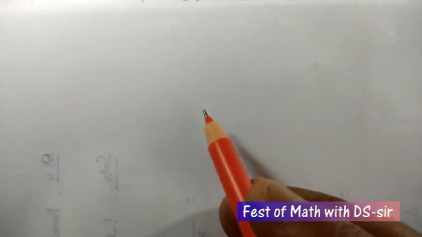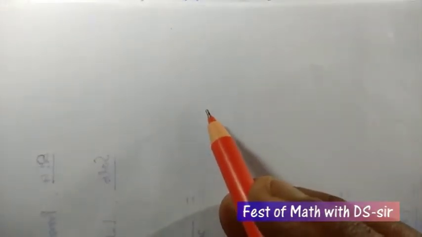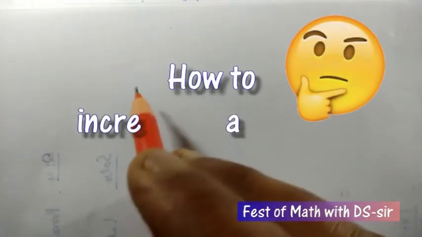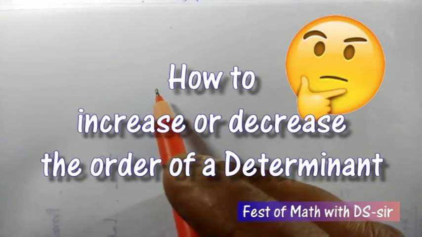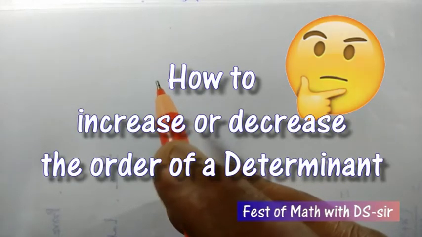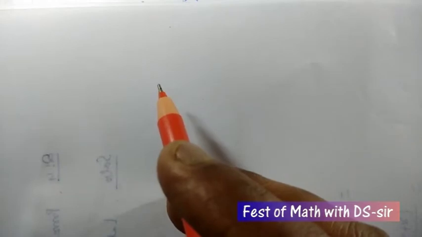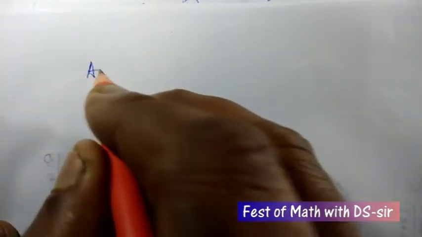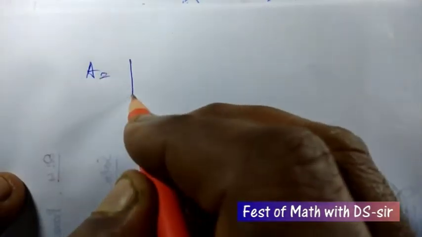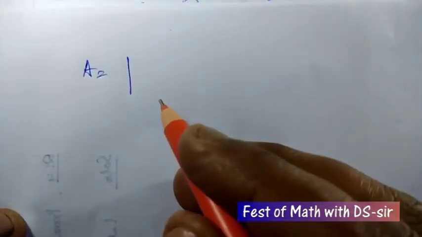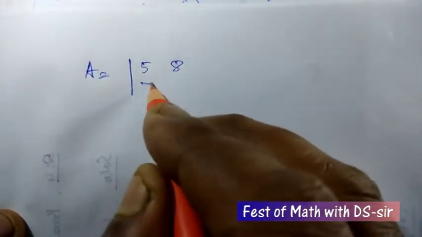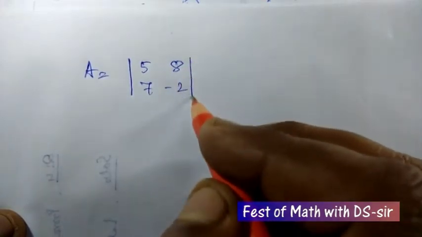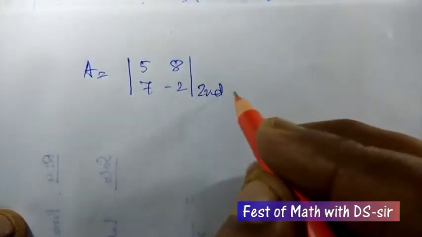In our previous classes, we learned about different properties of determinant. Today we will start with the process of increasing and decreasing the order of a determinant. And this I will discuss with an example. Let A be equal to the determinant. I will start with a second order determinant, say 5, 8, 7, minus 2. This is of second order.